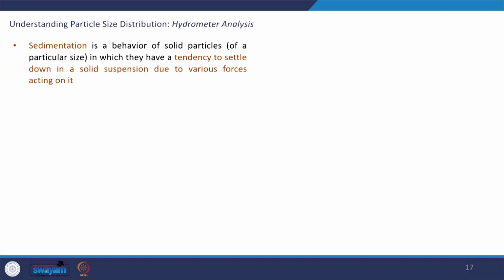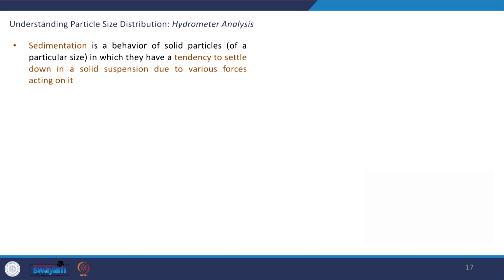So, before I jump into the exact procedure of using the hydrometer analysis for the size distribution of particles smaller than 75 microns, let me try to explain something about the sedimentation process, or the theory of sedimentation we use in the hydrometer analysis. Sedimentation is basically a behavior of solid particles of a particular size in which they have a tendency to settle down in a suspension due to various forces acting on them.